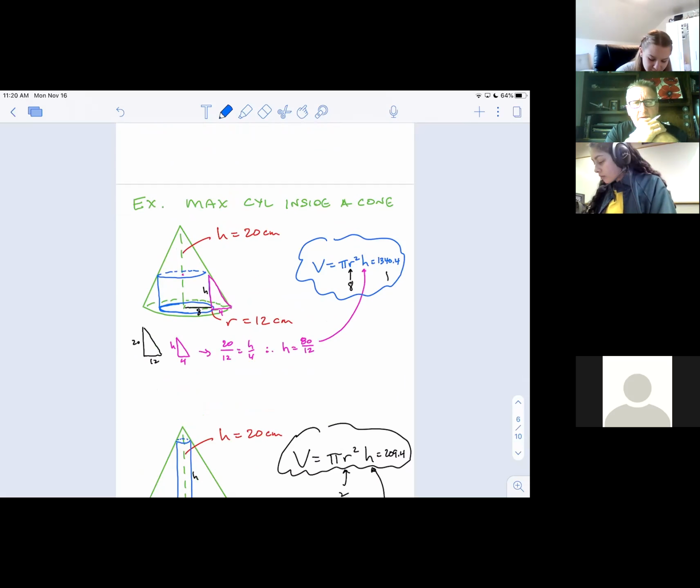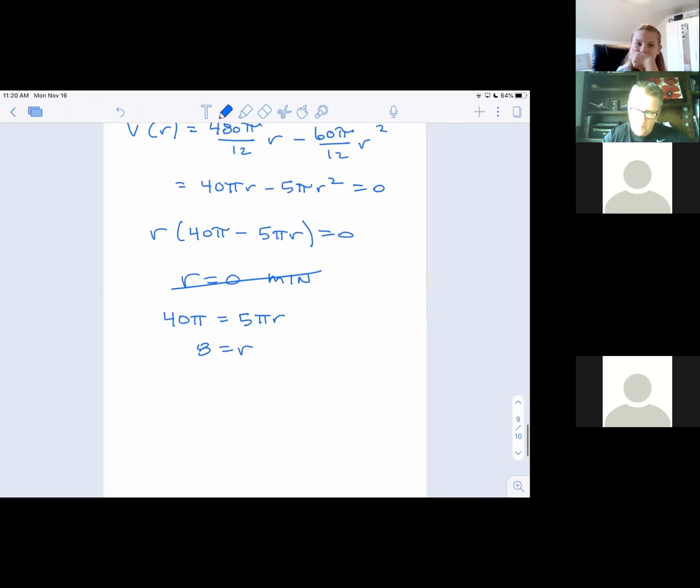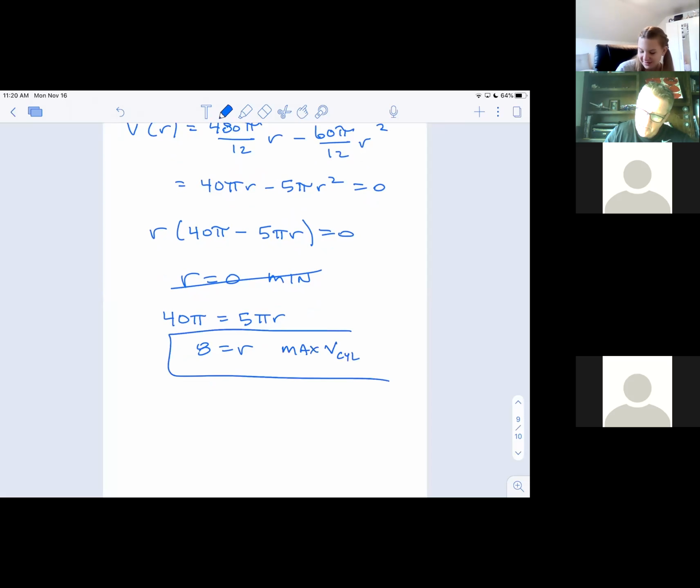And so one of you, I can't remember if it was Felix or Eve, said something about, you know, is there some pattern to that? Could we have known that was 8 somehow just by looking at the 12 and the 20? My first conjecture is maybe it's just 12 minus 20. That'd be nice if it was that simple, but I have a feeling it isn't. I've got to let you go, so I'm going quick here. So the max volume of the cylinder happens when r is equal to 8.